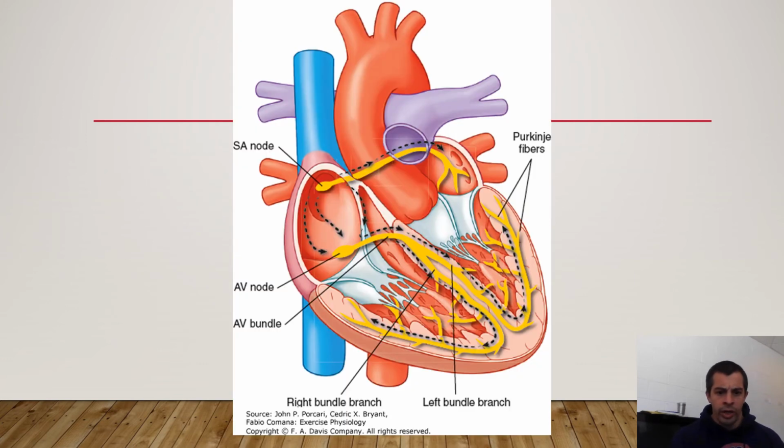I think I have a picture next. There you go. So you see you've got your AV node. From your AV node, we connect to the AV bundle. As that branches down, we have a left and right bundle branch, and then it branches out to your Purkinje fibers.